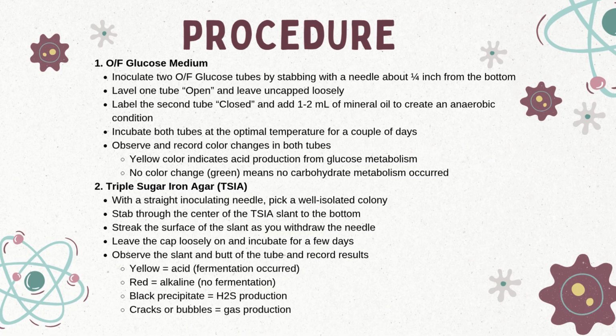Then for the TSIA, we stab and streak the slant with our bacteria. This led us to discuss what the red slant and yellow butt mean, and what a black precipitate indicates. These results tell us which sugars were fermented, whether glucose, lactose, or sucrose, and if hydrogen sulfide gas was produced. Cracks or bubbles also mean gas formation.